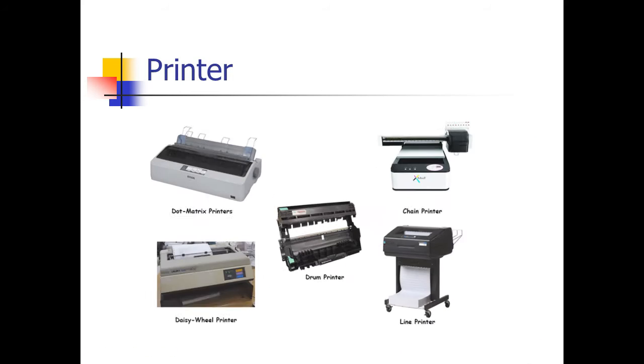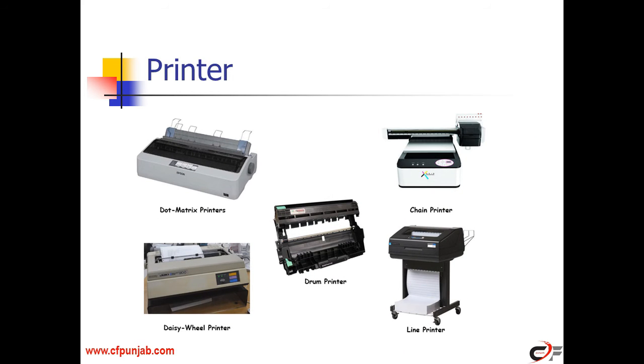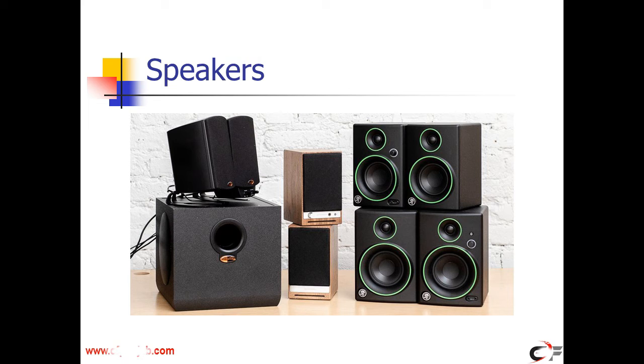A printer is an output device that generates text and graphics on a physical medium like paper. Printers are divided into impact printers and non-impact printers. Examples of the impact printers are dot matrix printers, daisy wheel printers, and line printers. Examples of the non-impact printers are inkjet printers and laser printers. Speakers are used to play voice, music, and other sounds transmitted as electrical signals from the sound card.